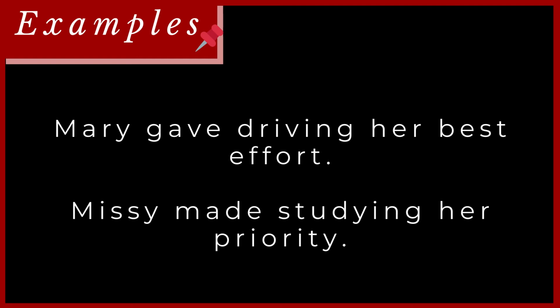In the first sentence, we may ask, what did Mary give? Effort is the answer, which makes it the direct object. The next question will be, to what was effort given? To driving, which makes it the indirect object. In the second sentence, we may ask, what did Missy make? A priority is the answer, which makes it the direct object. The next question will be, for what was the priority made? For studying, which makes it the indirect object.